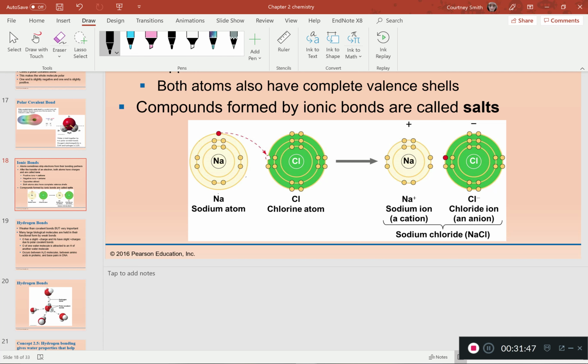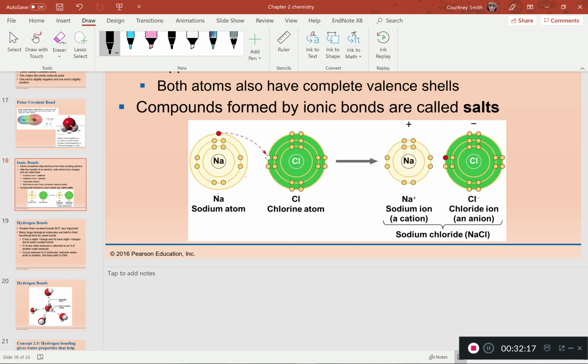That is what they always want. Everybody wants to be happy. Everybody wants to have 8 friends. So just know that if you lose an electron, you are a cation. If you gain an electron, you are an anion. And the reason is that opposite charges attract.